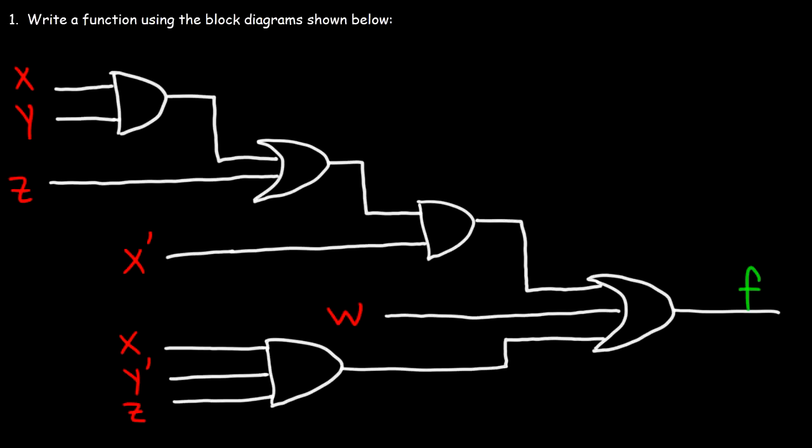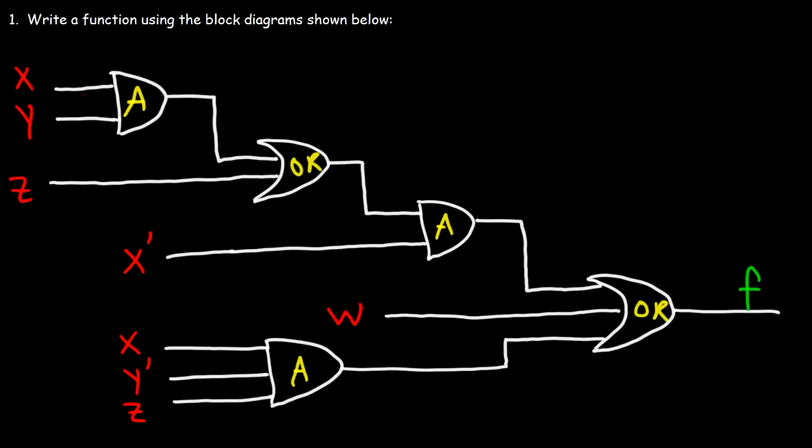Feel free to take a minute and work on this one. So let's identify the logic gates that we have. Here we have an AND gate, an OR gate, another AND gate, and then we also have an OR gate at the right. Now let's focus on the first AND gate.